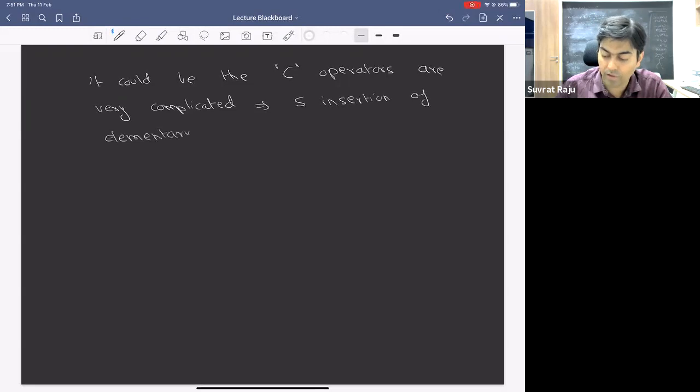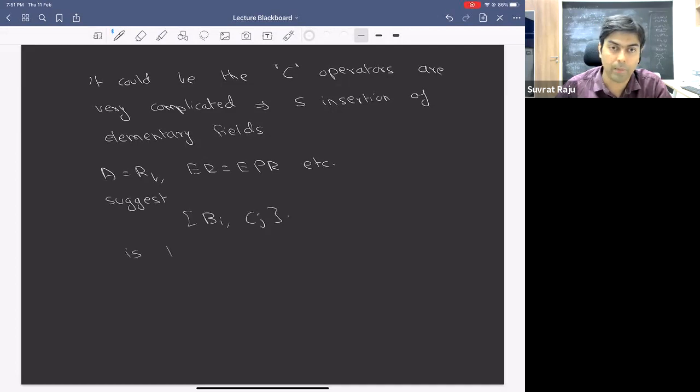If these operators are of this form, then the argument we had, that the quasi-local field operators have small commutators, does not apply anymore if you have such large insertions. And so these proposals, which are A equal to RB or ER equals EPR, etc., all suggest that it is indeed the case that the commutator is large, and they suggest that this B_i C_j commutator is large.